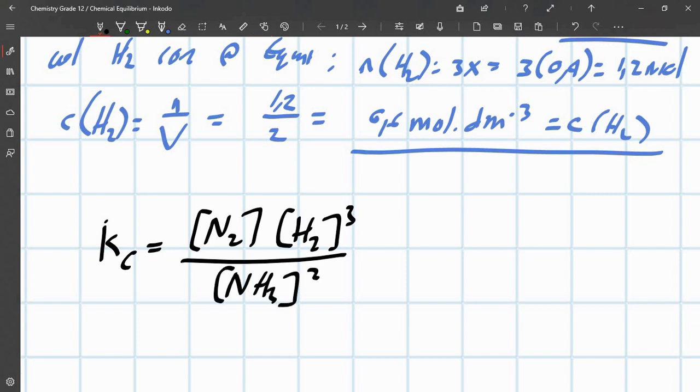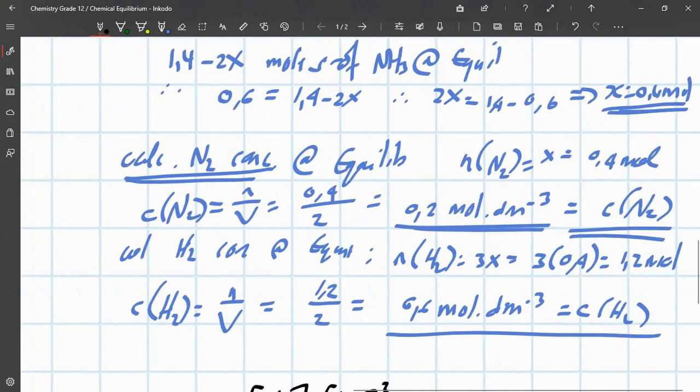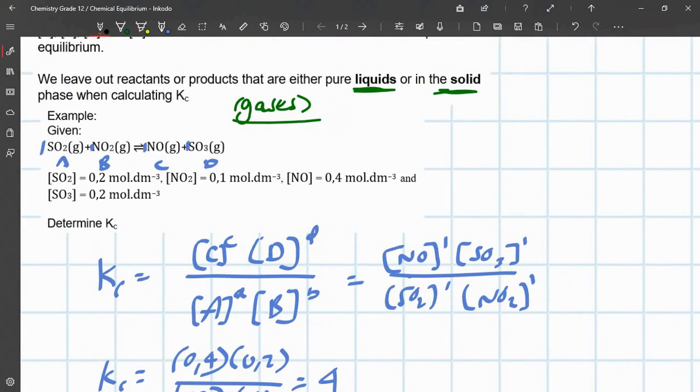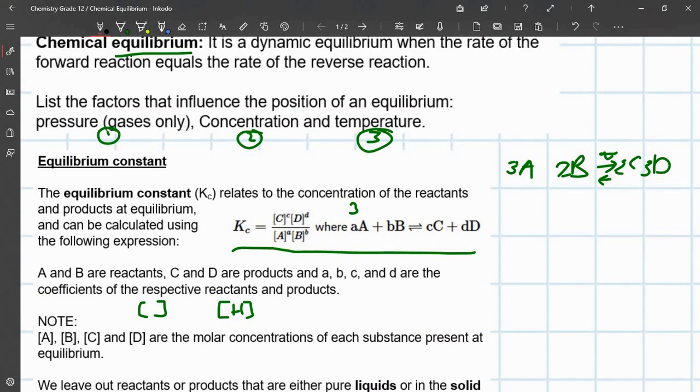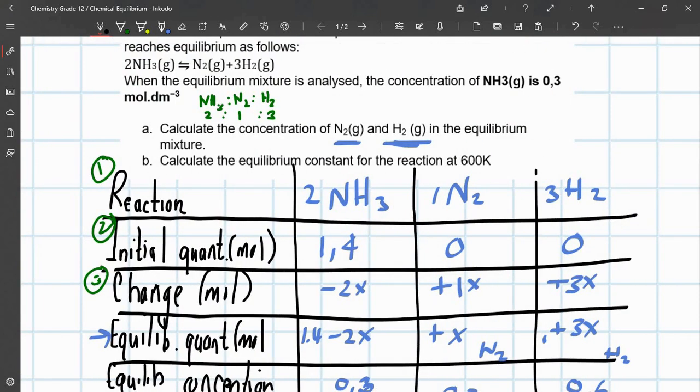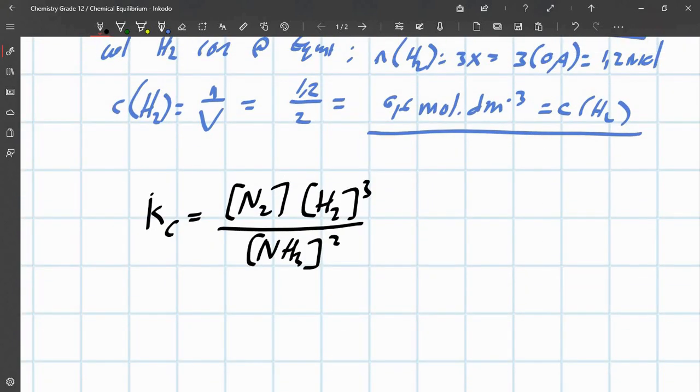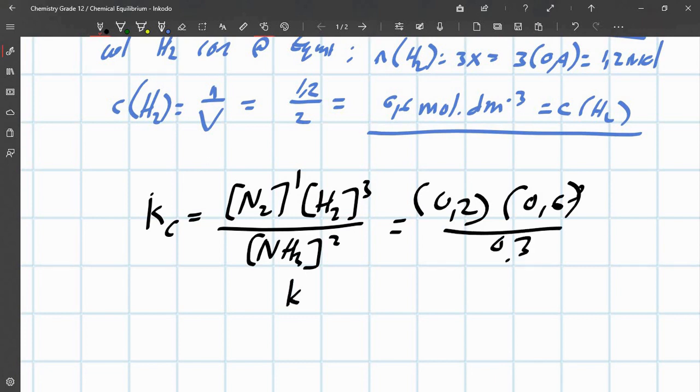So where do we get this from? Remember, we just used this formula now. It's the same formula, products over reactants, and we see that the coefficients from each one are used as powers in the top here. We can put the 1 for nitrogen if you'd like, it doesn't make a difference. And we substitute the concentrations of each one. The concentration of nitrogen we calculated to be 0.2, hydrogen 0.6, which we cube, and ammonia is 0.3, and we get the Kc to be equal to 0.48.